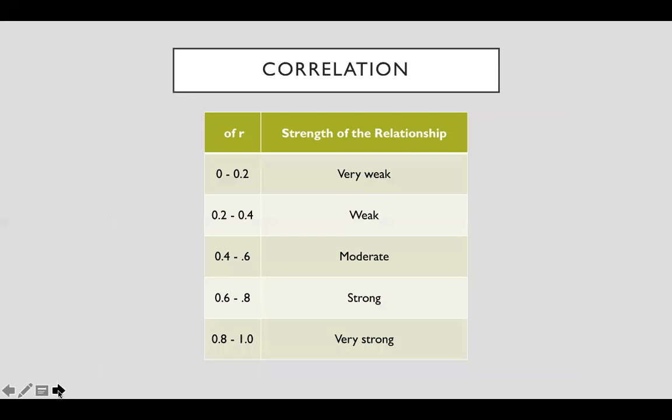So here's just a chart to give you an idea. You don't have to memorize this by any means, but it's just to give you the idea of the strength of the relationship. This chart would be the exact same if you put a negative in front of each number. So it's just showing you how very weak is defined, or moderate, or very strong, in terms of correlation.